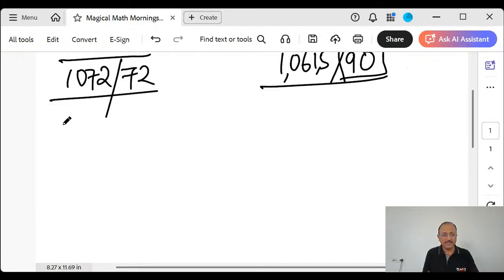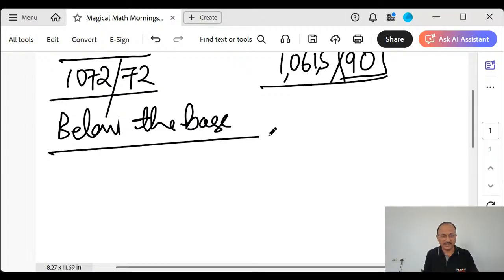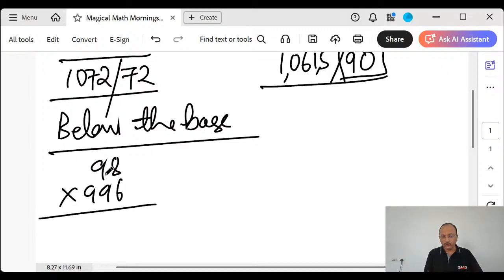Okay. How we do if at all the numbers are below the base. Let's take below the base. We'll consider both the numbers below the base. Let's take some example like 98 into 996. To which base this is closer? This is closer to 100, correct? So what is the deviation? Minus 2. And what is the base closer to this? This is 1000, but the deviation is minus 4.